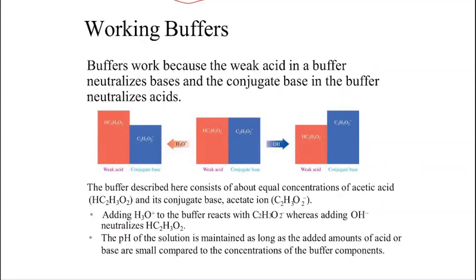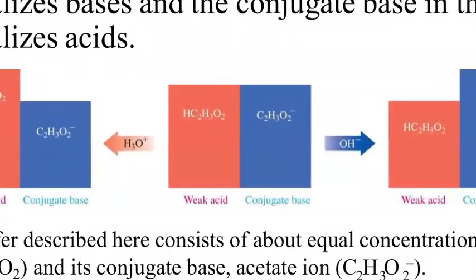So in this slide, we are explaining how a buffer works and how it really does its job, okay? As you can see, in the middle is the buffer system. We have a weak acid and its conjugate base. And there was a question in the chat: is that conjugate base going to be a negative charge? Well, remember that it is going to be an ionic compound. So let's say that it is with sodium, okay?